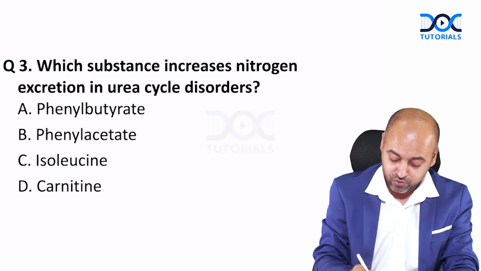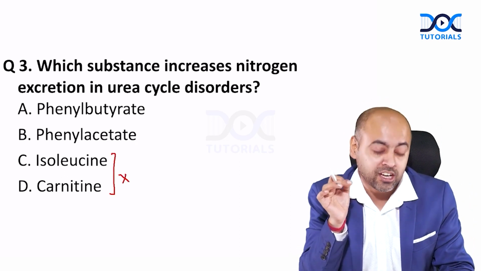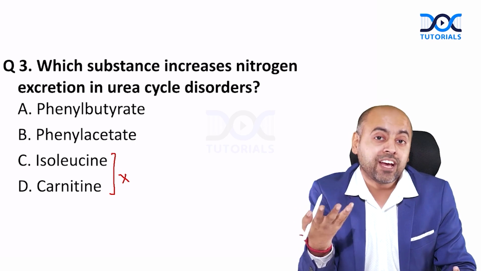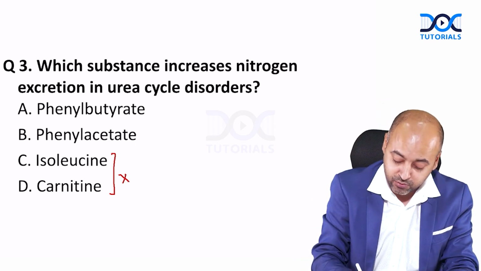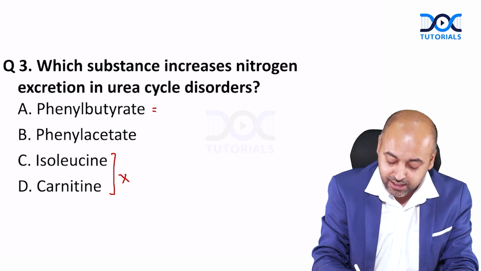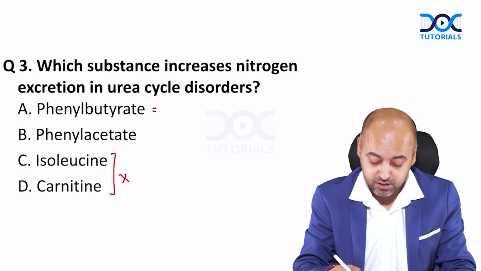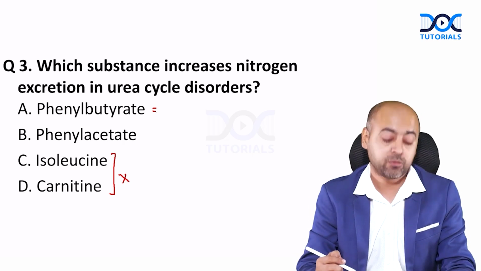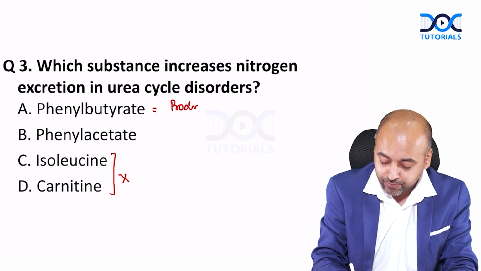I'm sure most of you are able to quickly eliminate two options, that okay, it is not isoleucine, it is not carnitine. We have to choose between phenyl butyrate and the phenyl acetate, and most of you will say, sir, we are going to give the phenyl butyrate as the drug for increasing the excretion of nitrogen in the urea cycle disorders. This is correct, but what you have to remember that phenyl butyrate is actually a prodrug.